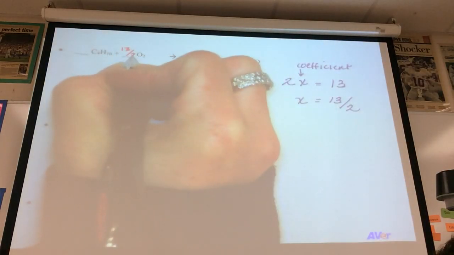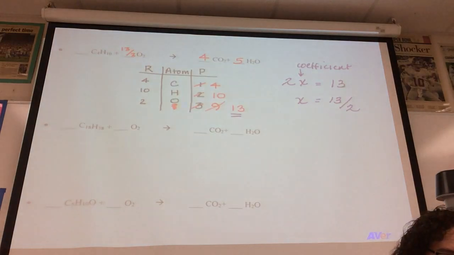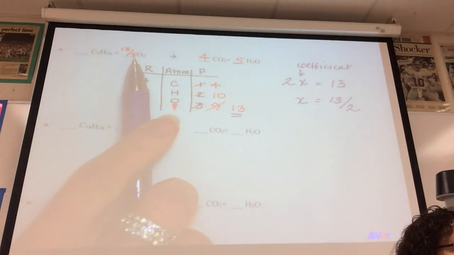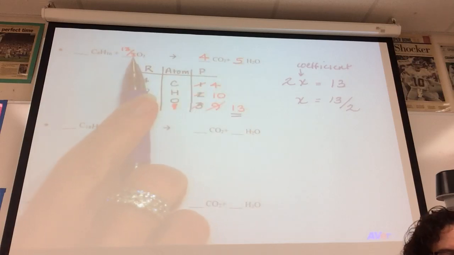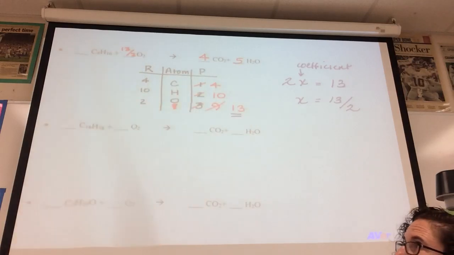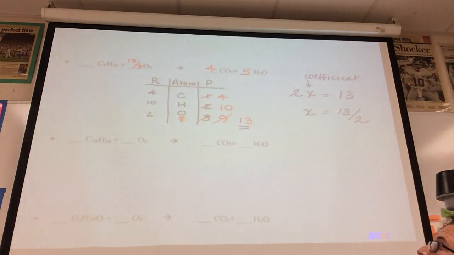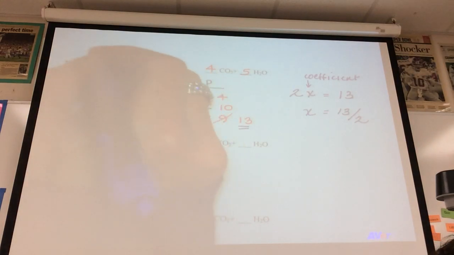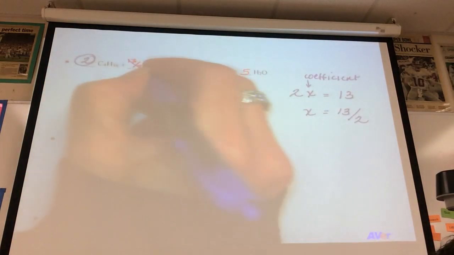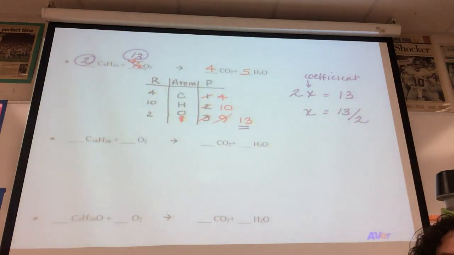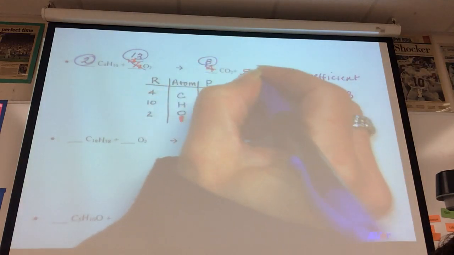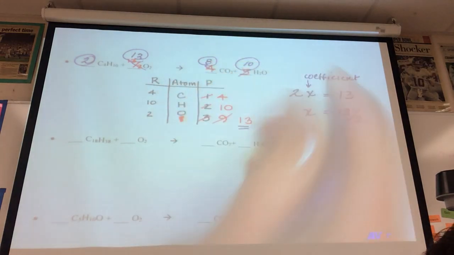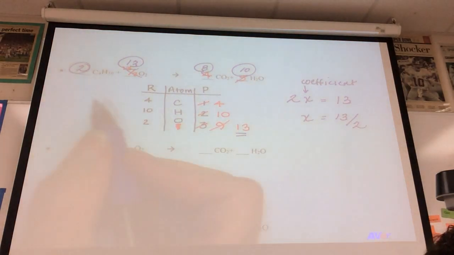Can you have a coefficient that is a fraction? No. We said they're whole numbers, not 0. So when you have a fraction here, in this case of 13 halves, you are going to multiply every coefficient by the denominator in that fraction. So I'm going to multiply every coefficient by 2. I'm going to get 2 butanes, 13 oxygen, 8 CO2, and 10 waters.